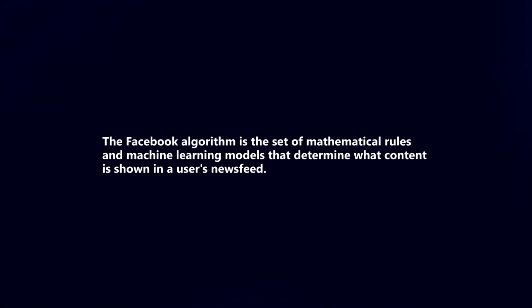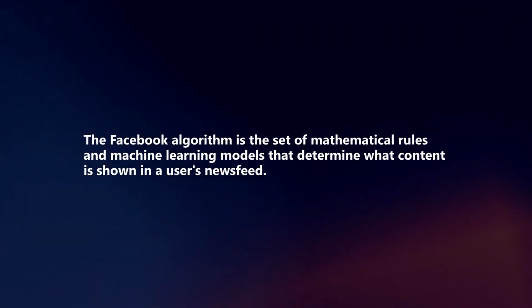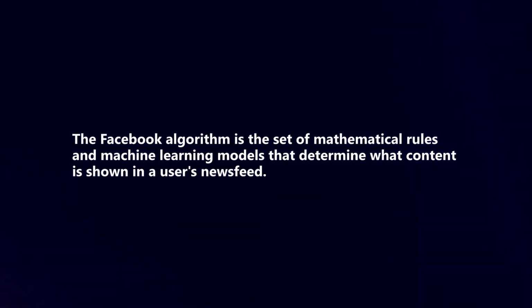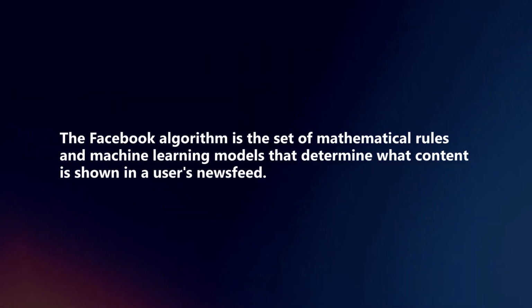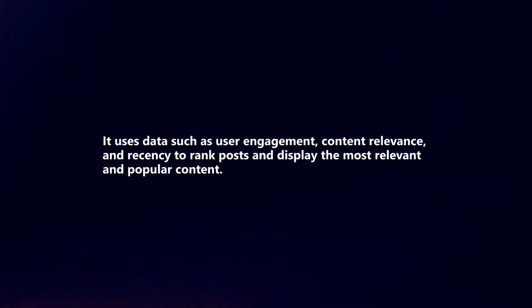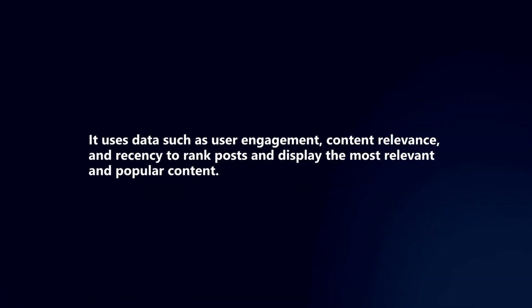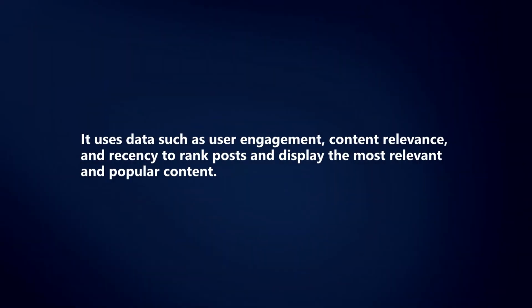The Facebook algorithm is the set of mathematical rules and machine learning models that determine what content is shown in a user's newsfeed. It uses data such as user engagement, content relevance, and recency to rank posts and display the most relevant and popular content.